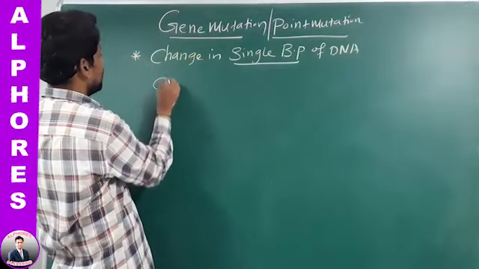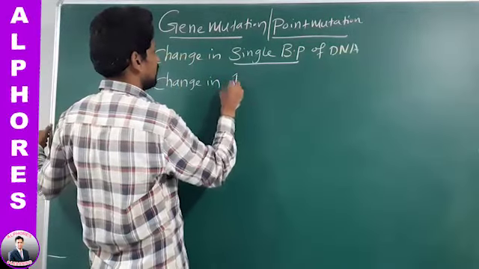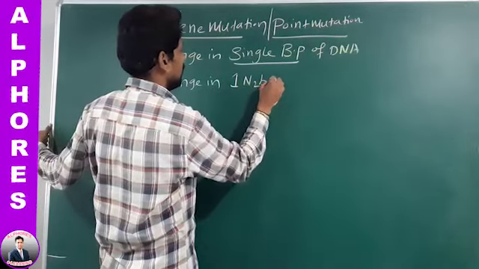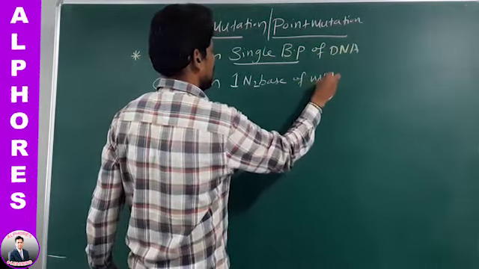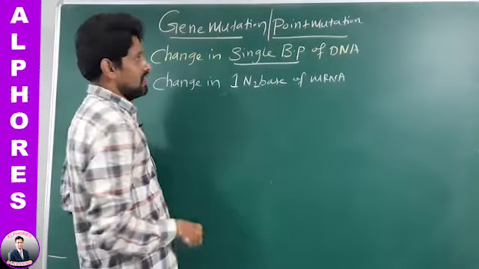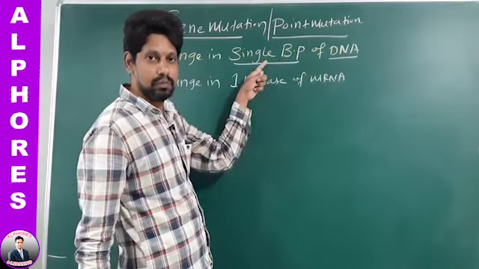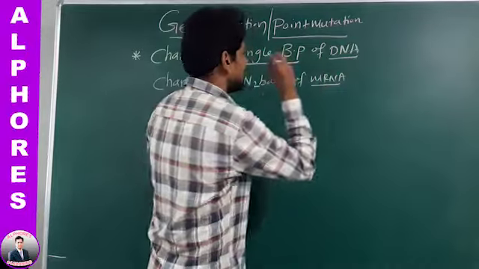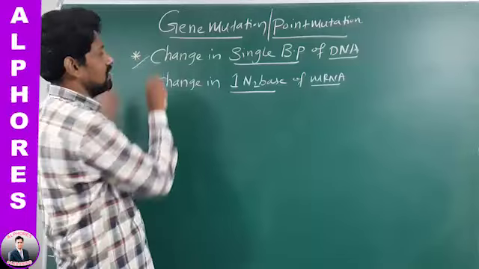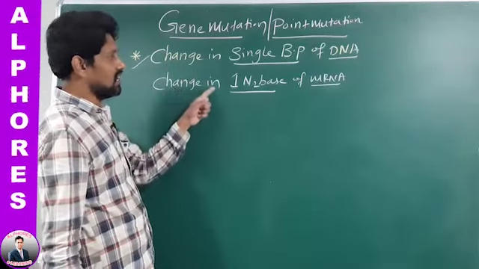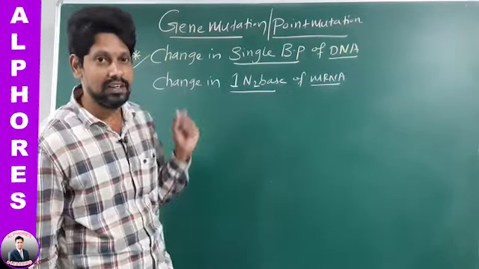If it is mRNA, then change comes in a single nitrogen base of mRNA. Why base pair here? Because DNA is double stranded, no? Therefore, single base pair. mRNA is single stranded, no? Therefore, change in a single base pair of DNA or change in one nitrogen base of mRNA is called gene mutation or point mutation.